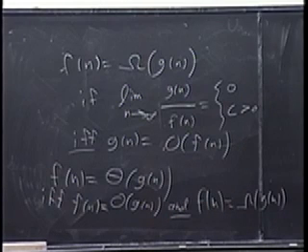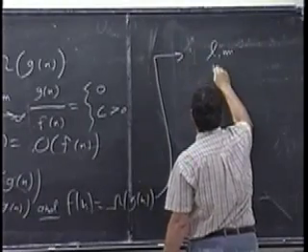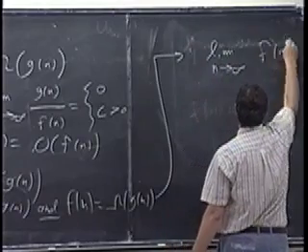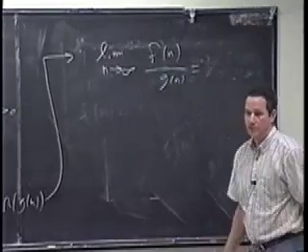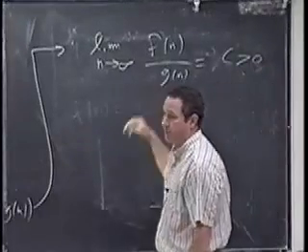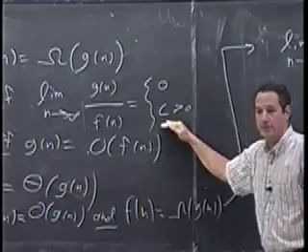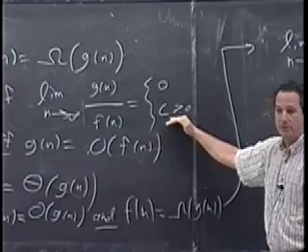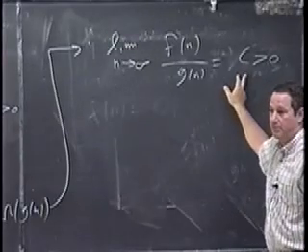And how do we write that in terms of limits? The limit as n goes to infinity of that ratio equals what? Some constant greater than 0. So this was the intersection of the two possibilities that we had before. One possibility was infinity and a constant bigger than 0. The other one was 0 and a constant bigger than 0. You throw out the two extreme cases and you get the intersection.